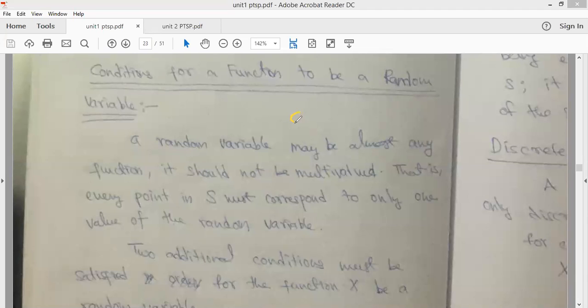That is like this. For example, our sample space has the outcomes 1, 2, 3, 4, 5, 6. This is the sample space. We are getting the outcomes. Okay.